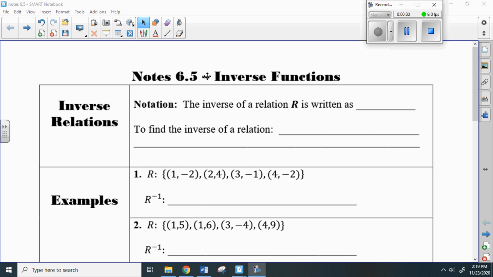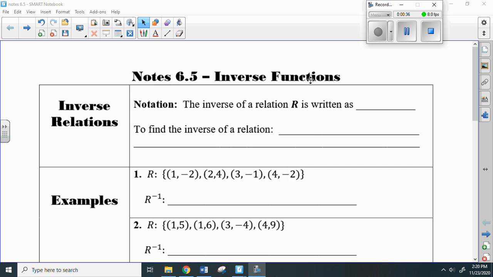All right, in today's lesson, we're finishing up Unit 6 with notes 6.5 on inverse functions. If you're watching this for the first time, you will need to copy down several of these things. If you're watching this after you've already seen it in class, you will notice that in class I wrote everything down, and in the video I'm just trying to speed it up by having this template for us to fill in together.